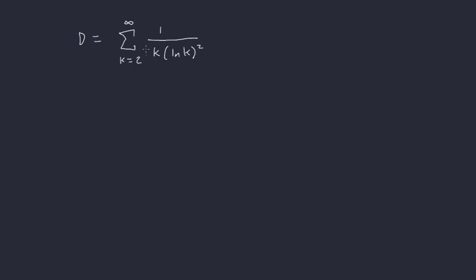This is positive because k is all positive here, and k is greater than 1, so our natural log will also be positive, and even if it wasn't, we're squaring it, so that's no problem there. It should also be decreasing, right, because we keep dividing by larger and larger numbers. And it should also be continuous because we're avoiding the problem spots. All right, so we can use the integral test.